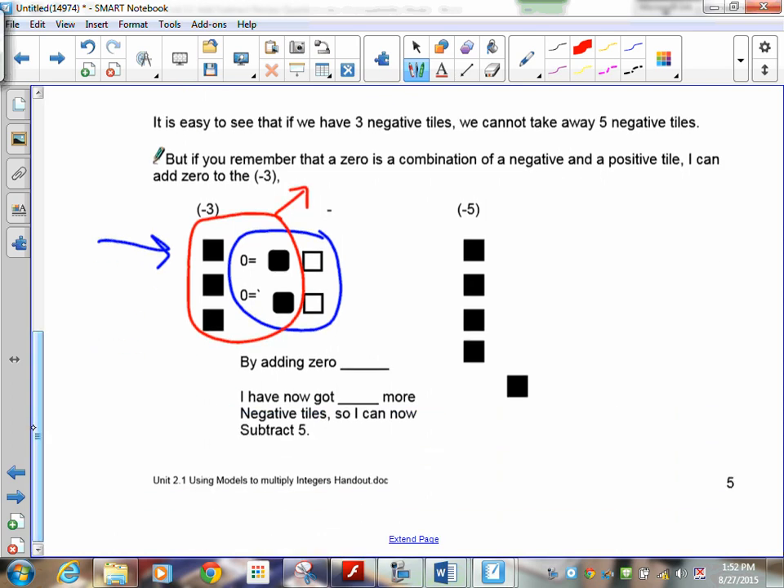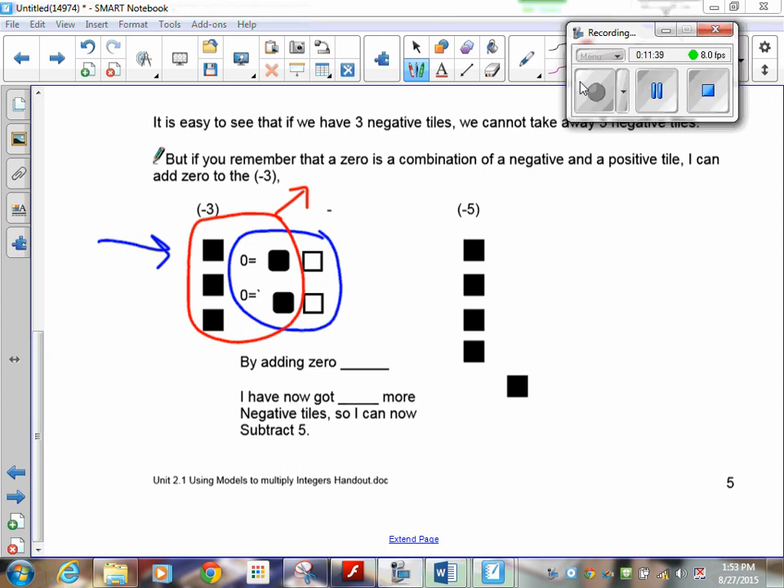By adding 0, I now have 2 more positive tiles. By adding 0, I forgot what my notes say. Better go on. Just a second. I got to do a quick check here to make sure everything's working. Give me a moment. Okay, so I took a look at my notes.